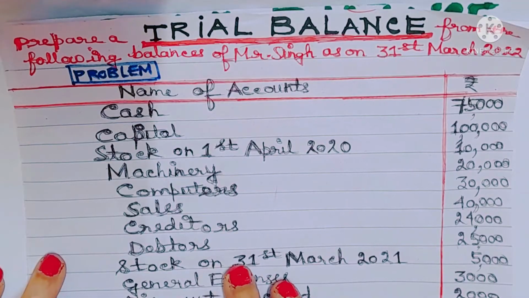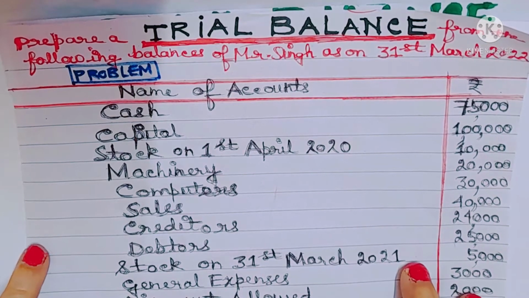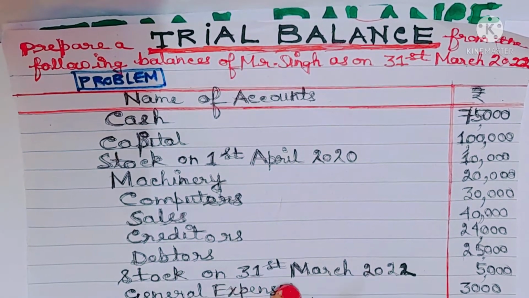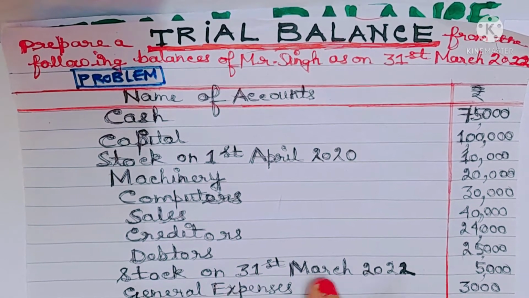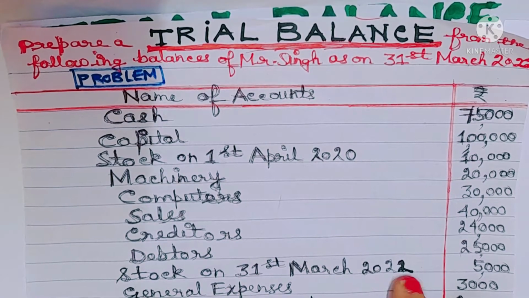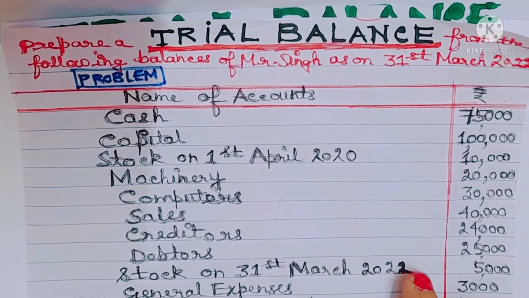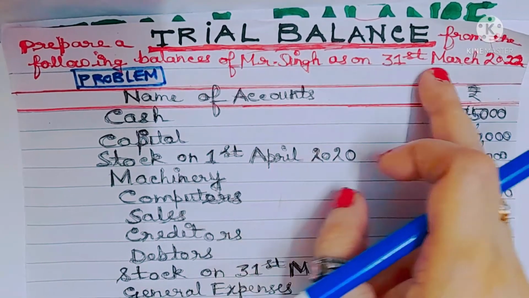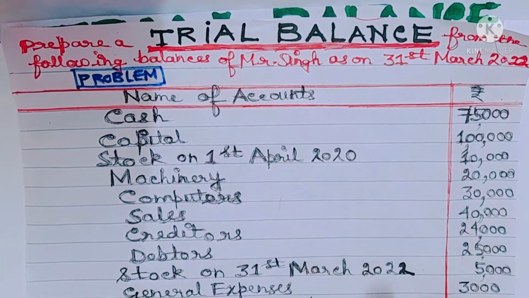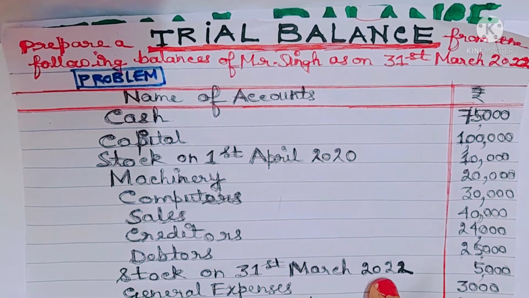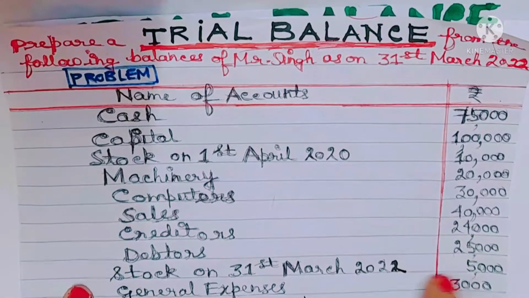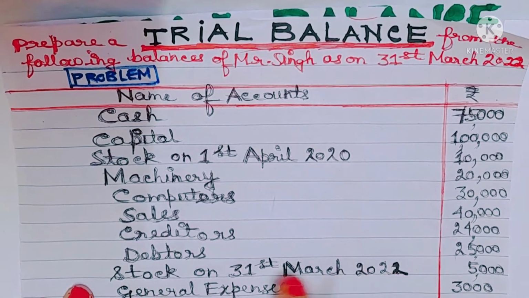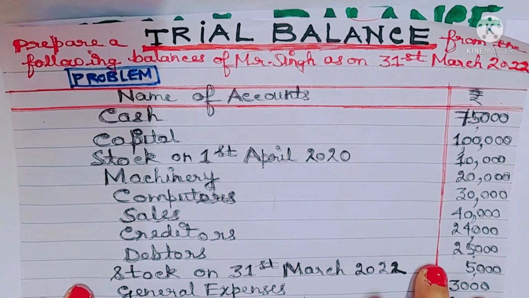Understood? Stock on 31st March 2021, 5,000. Is this an opening stock or a closing stock? This is a closing stock. See the date. Stock on 31st March 2022. So this is a closing stock because, see, prepare trial balance from the following balances of Mr. Singh as on 31st March 2022. So year ending. So this is a closing stock. Closing stock will not appear in the trial balance. Please remember, closing stock will not appear in the trial balance.